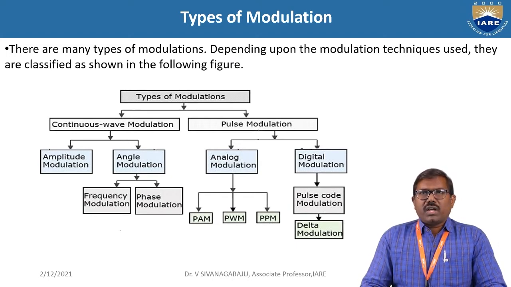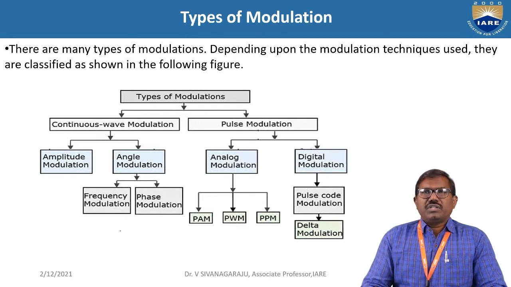So first, the types of modulation. We have two types of modulation. One is continuous wave modulation and another is pulse modulation. Continuous wave modulation is again subclassified into two varieties: amplitude modulation and angle modulation. Angle modulation is again classified as frequency modulation and phase modulation.